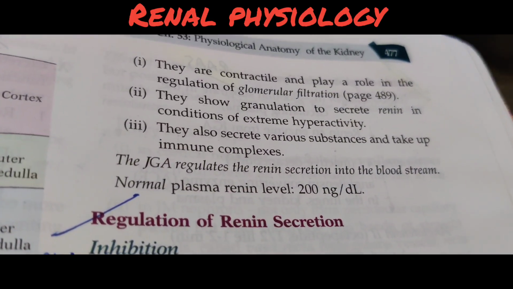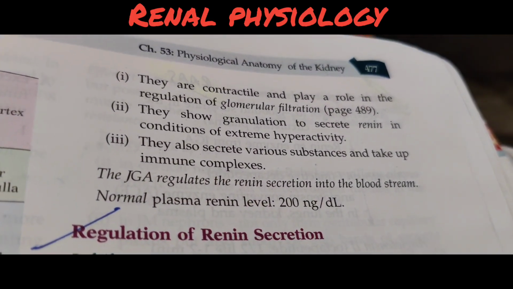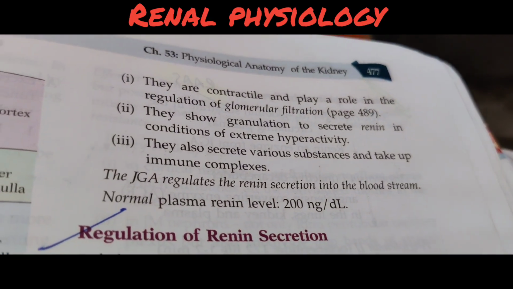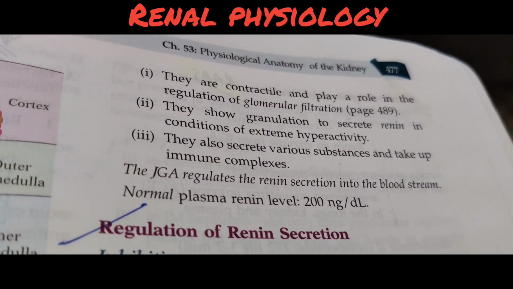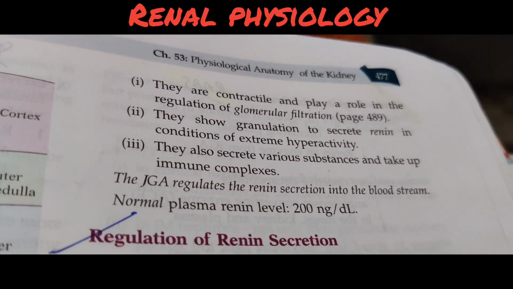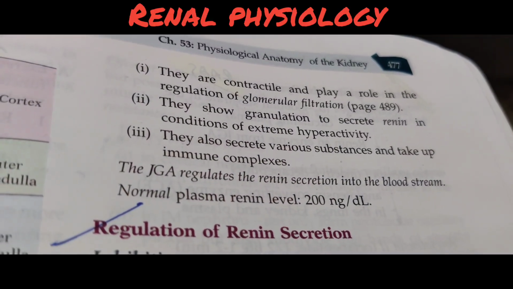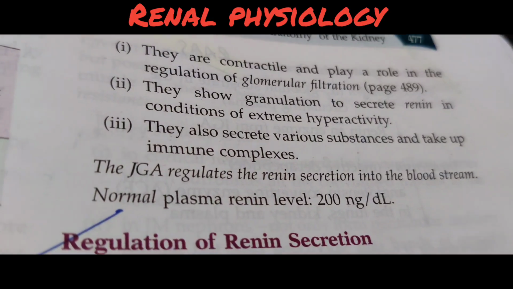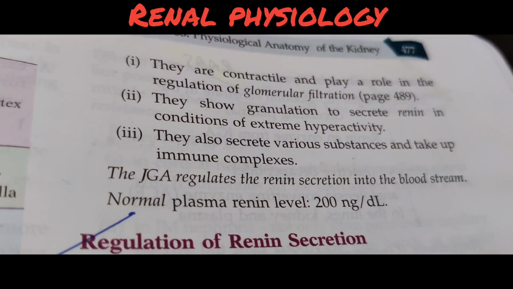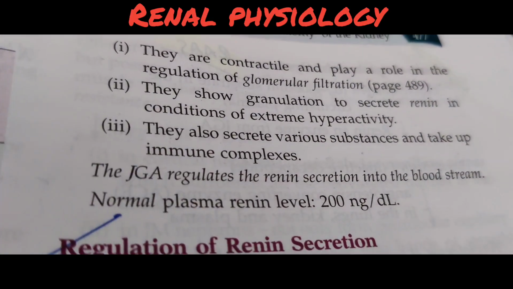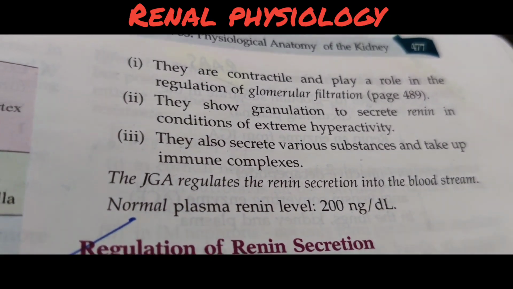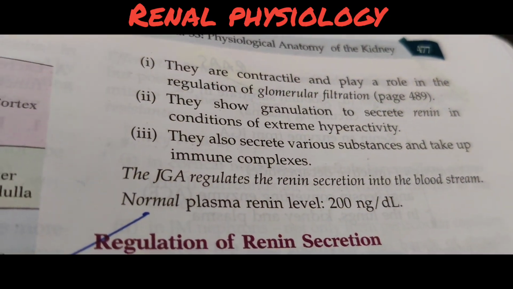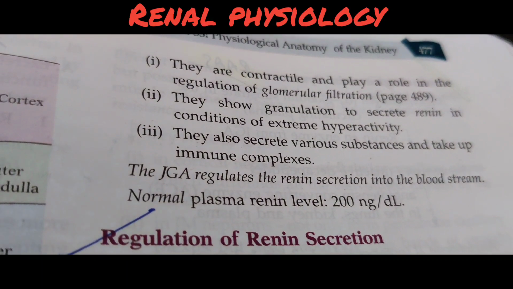And then they also show granulation to secrete renin in conditions of extreme hyperactivity. So normally renin is only secreted by JG cells. They also secrete various substances and take up various immune complexes, and this whole juxtaglomerular apparatus regulates the renin secretion into the bloodstream, and the plasma renin level is 200 nanograms per deciliter.